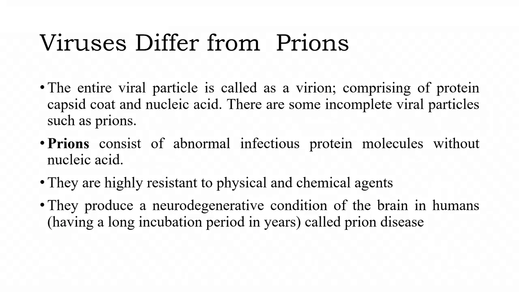Now, when you talk about viruses, we need to differentiate that from prions. So, prions are basically abnormal infectious protein molecules without a nucleic acid. And they are very much resistant to physical and chemical agents. And there are a few diseases which are caused by prions, which we will deal with at a later stage.